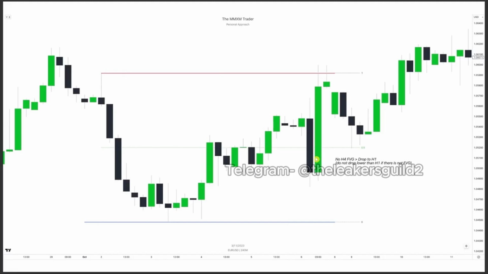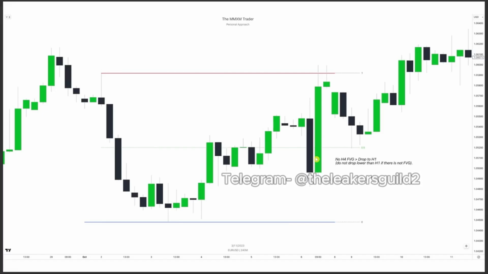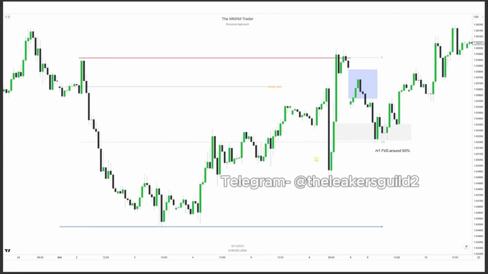Now, what if there is no 4-hour fair value gap? Then you drop into the 1 hour time frame to see if there's an internal range liquidity pool and a 1 hour fair value gap. If there is not any on the 1 hour, we do not drop below the 1 hour chart, then there is no trade. So let's see over here, the 1 hour chart from Euro USD.